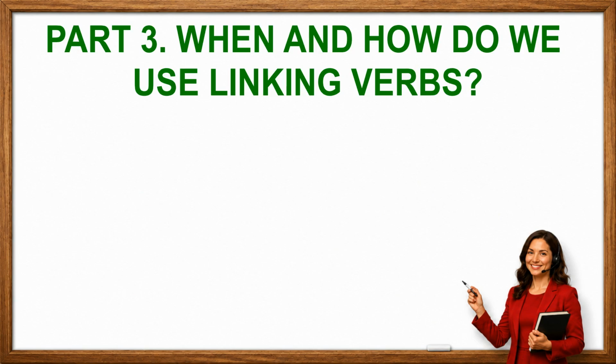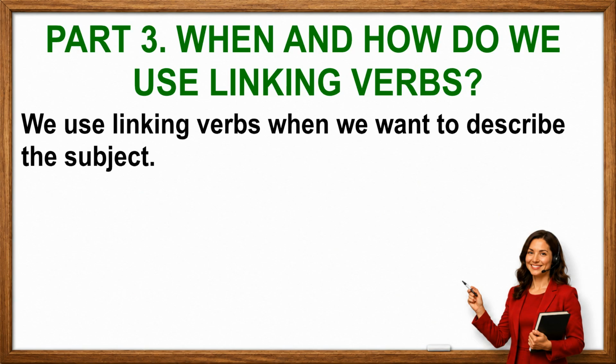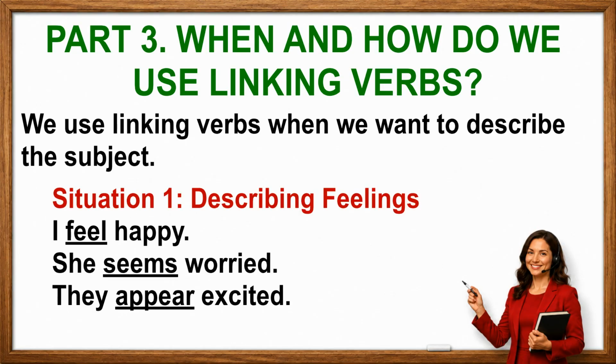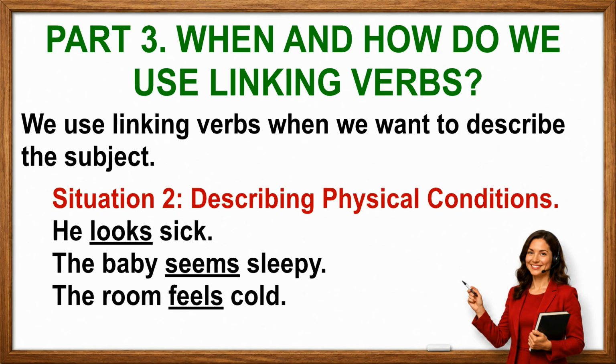Part 3. When and how do we use linking verbs? We use linking verbs when we want to describe the subject. Let's look at some common situations. Situation 1. Describing feelings. Examples: I feel happy. She seems worried. They appear excited. These sentences describe emotions. Situation 2. Describing physical conditions. Examples: he looks sick. The baby seems sleepy. The room feels cold. These sentences describe physical states.